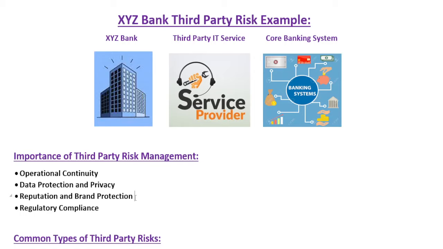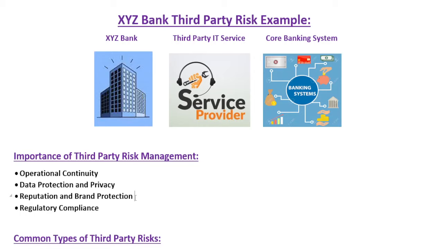The third importance is reputation and brand protection. The actions or failures of third parties can significantly impact an organization's reputation, and by managing risk associated with external partners, organizations can also safeguard their brand image and maintain customer trust as well.